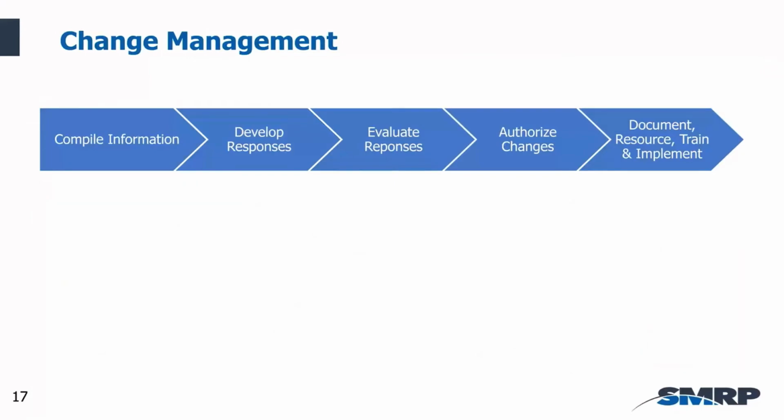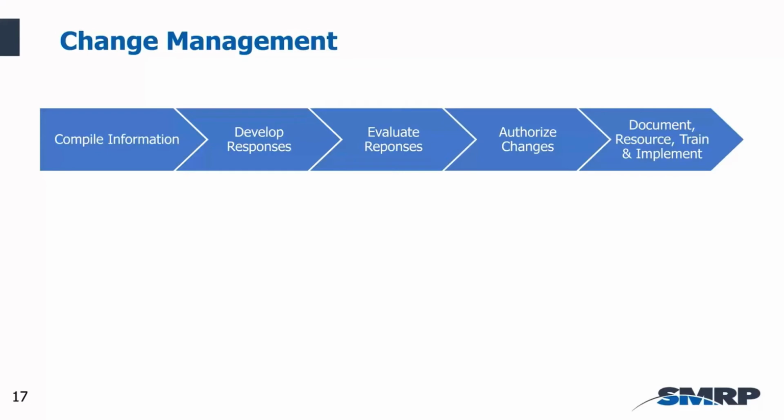So another way to look at change management, I want to just use this little diagram. And so change management, when you think about it, what we want to be able to do is compile information. So there's something that we want to change. So we want to compile information about that thing that we want to change. We then want to develop the responses. And the response means what is the change that we're going to contemplate. So we want to develop what that change is going to look like.